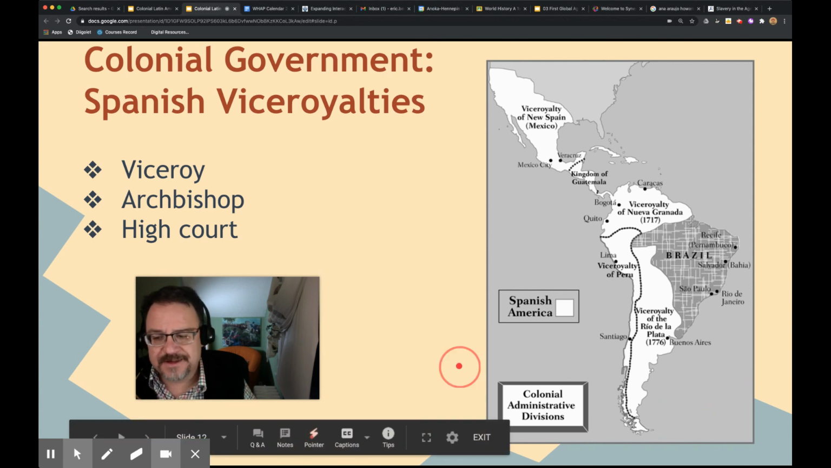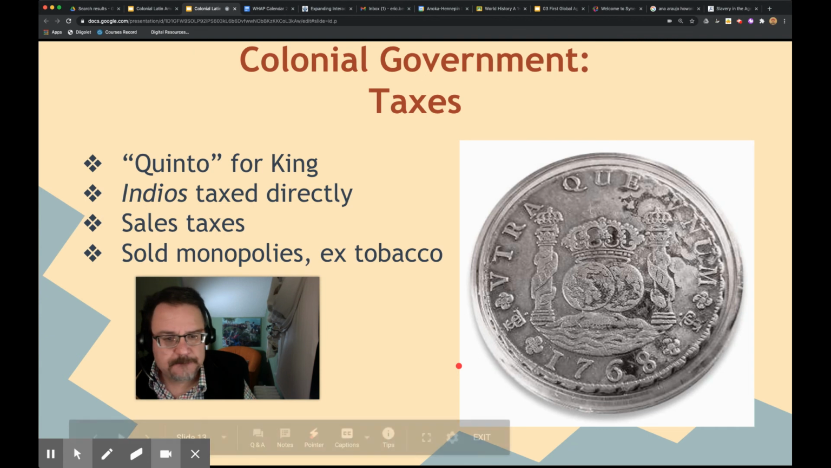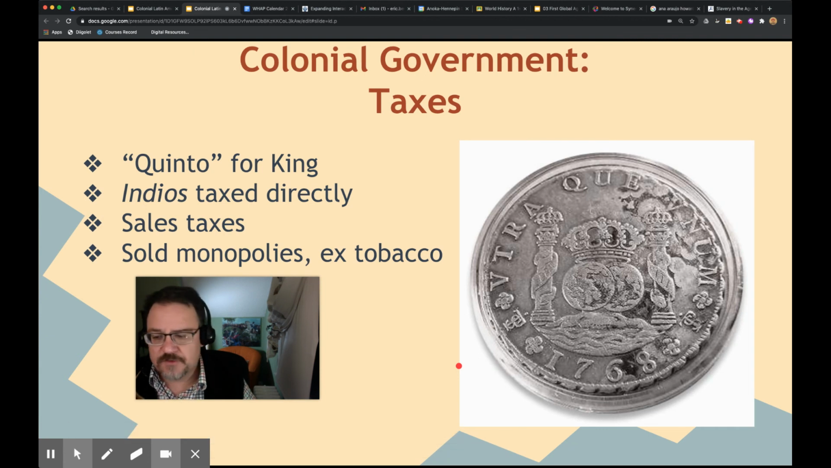One last slide. I know I said that was the last one, but I wanted to make this point here. This government raised a lot of revenue. One fifth of all the silver that came across the Atlantic Ocean from the mines in the Andes Mountains and in Mexico, the quinto, went to the king. And then the Spanish kings just blew all this money on pointless religious wars in Europe. It's really a shame. But that happened. There's a Spanish coin there.